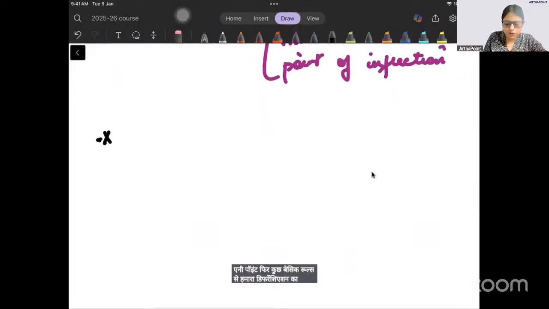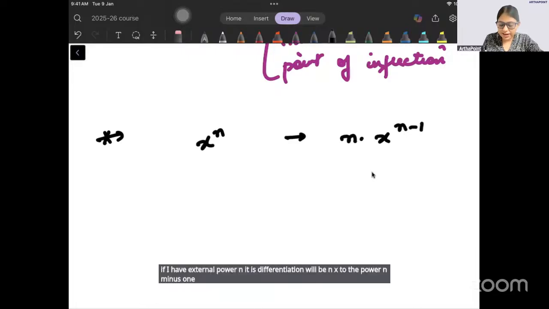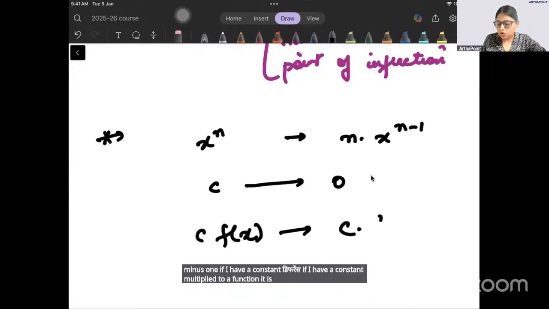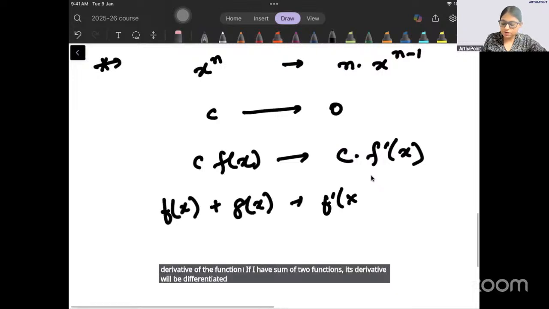I hope all of you know that it's very basic, that if I have x to the power n, its differentiation will be n x to the power n minus 1. If I have a constant, its differentiation will be 0. If I have a constant multiplied to a function, its differentiation will be constant into derivative of the function. If I have the sum of two functions, its derivative will be differentiation of first plus differentiation of second.